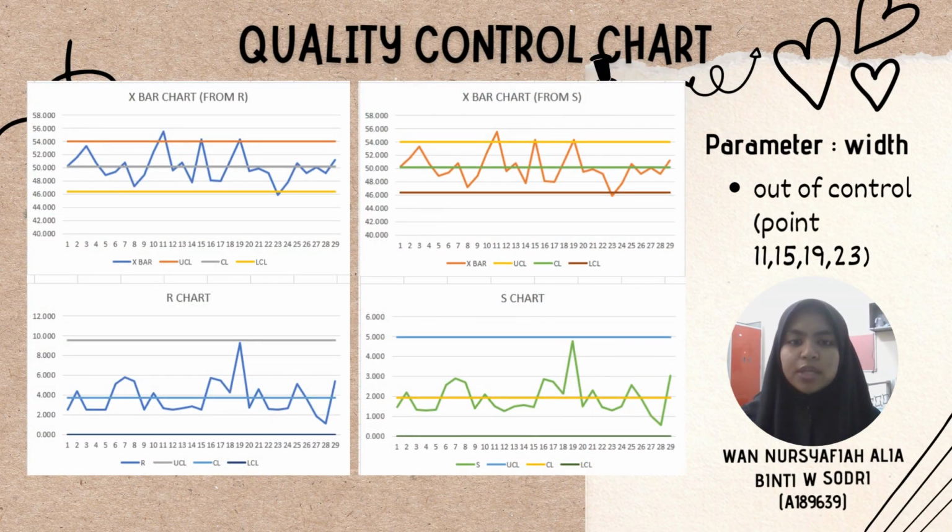Quality control chart for width shows that there are 4 points that are outside of its upper control limit and lower control limit. Thus, the X-bar chart from R and from S are out of control and there are faults in the dataset of width. This problem needs to be solved by the company in order to avoid any defects in their production process.